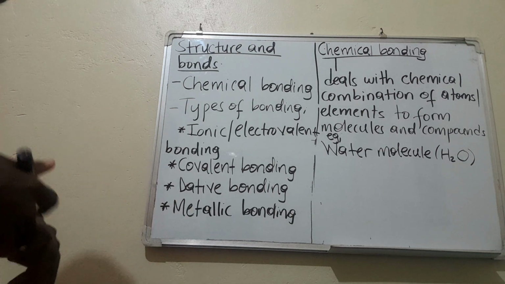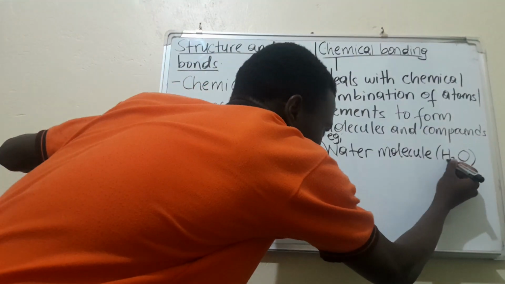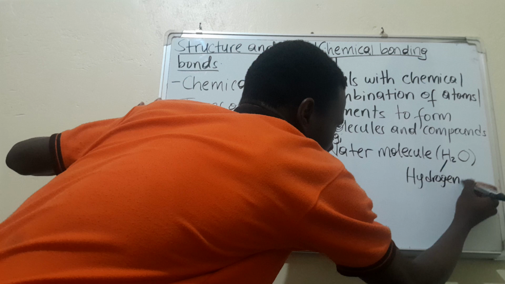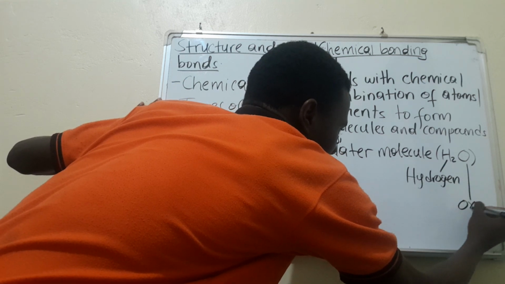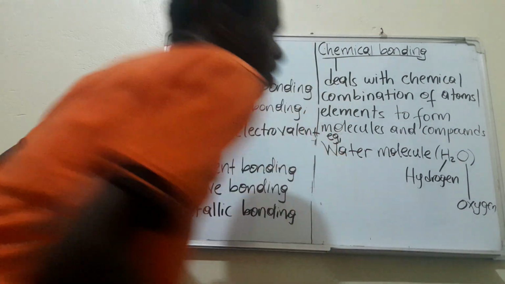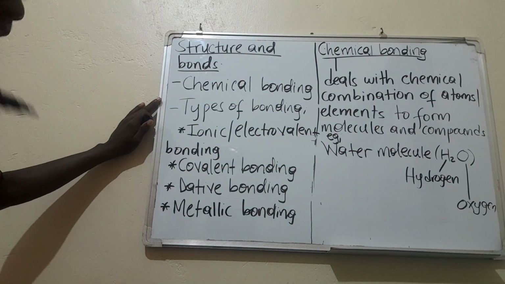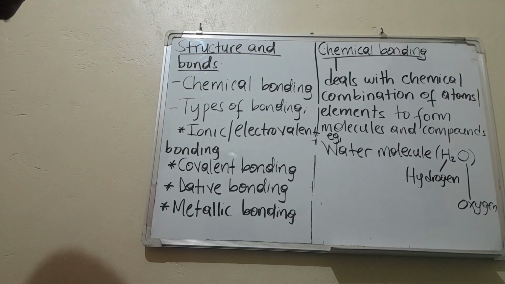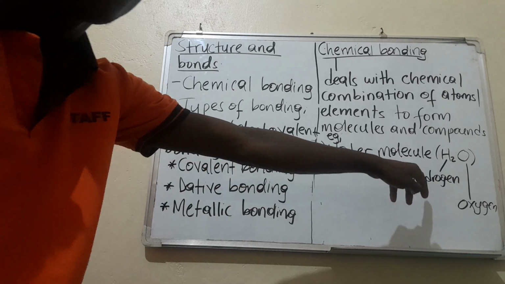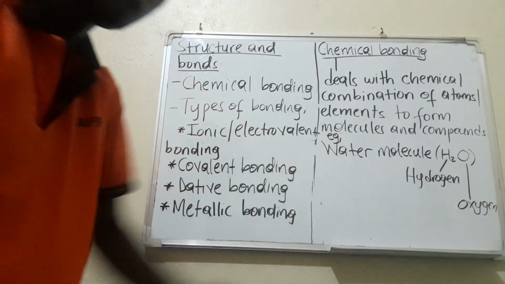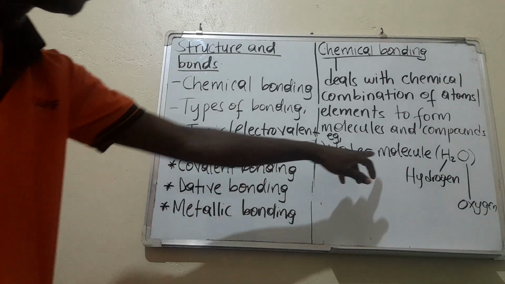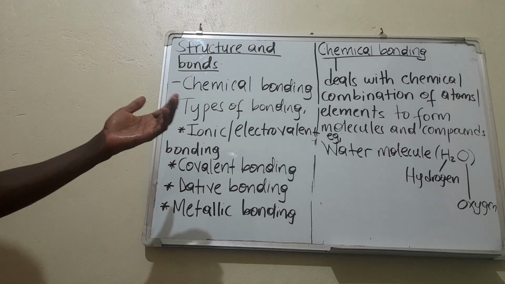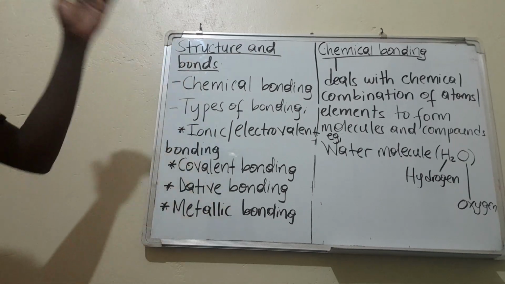The water molecule has hydrogen. This capital H you see here stands for hydrogen. Then capital O stands for oxygen. So that means to come up with the water molecule, hydrogen forms a chemical bond with oxygen. Hydrogen combines with oxygen. So the atom of hydrogen is bonded with the atom of oxygen to come up with a molecule of water. So in simple terms, that is bonding in terms of the water molecule.